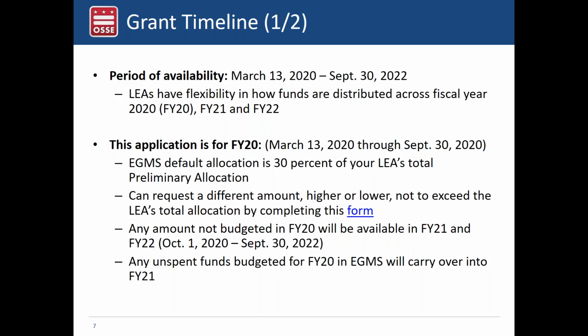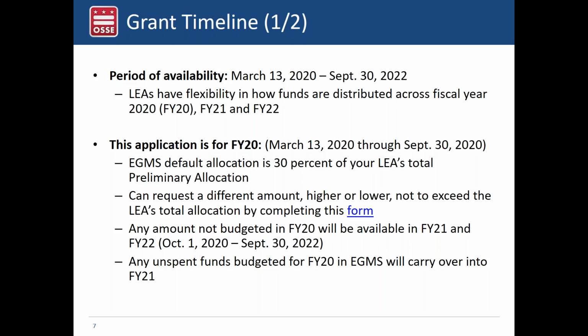And then any unspent budgeted funds in FY20 in EGMS will carry over into FY21 once the EGMS closeout process is complete. So after your December closeout, any funds not spent that were a part of your current year application will carry over and you'll have them available.